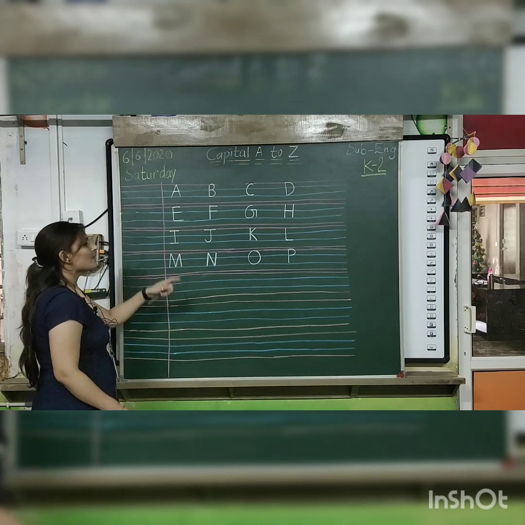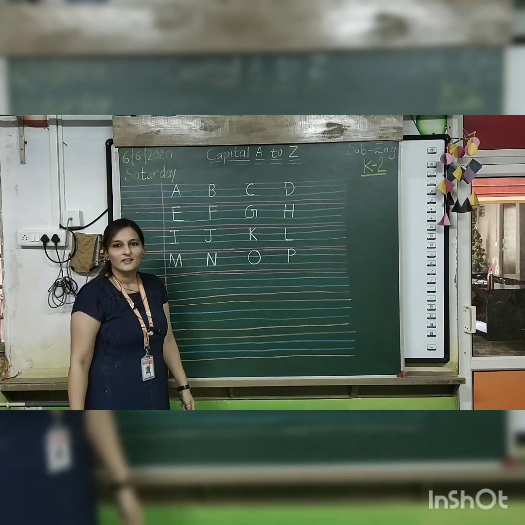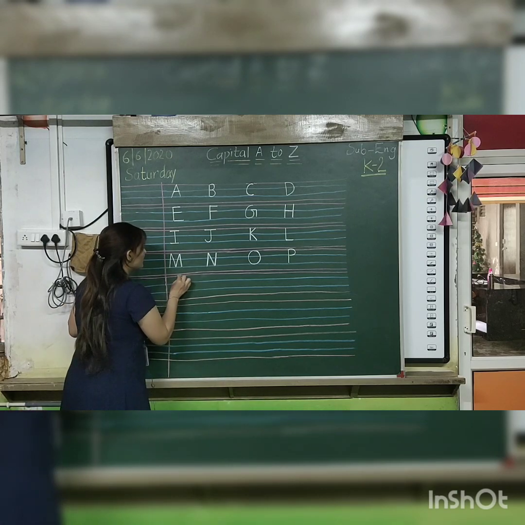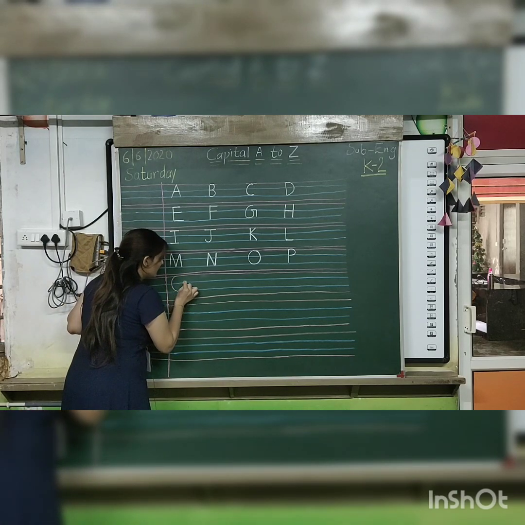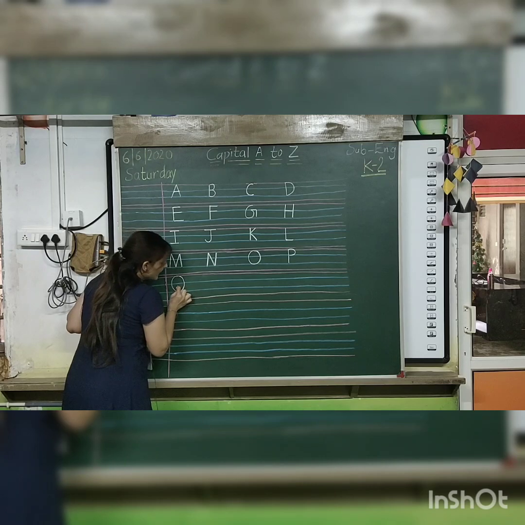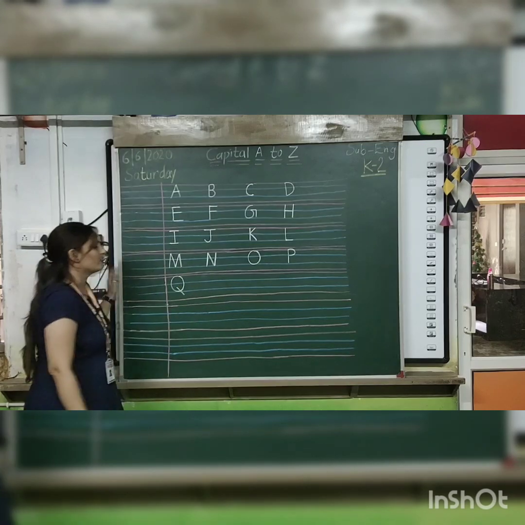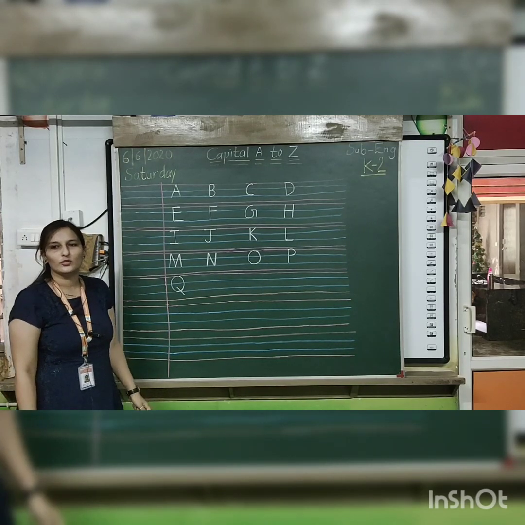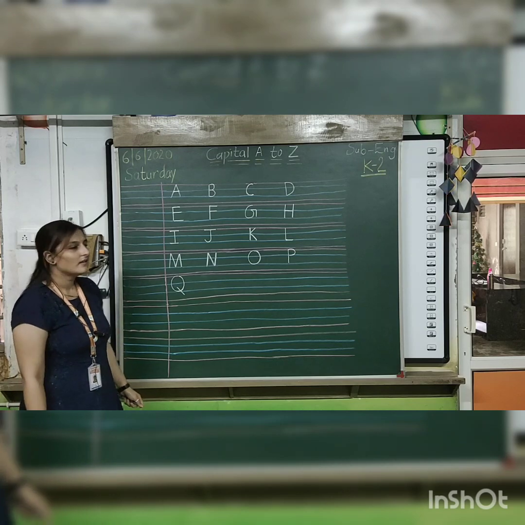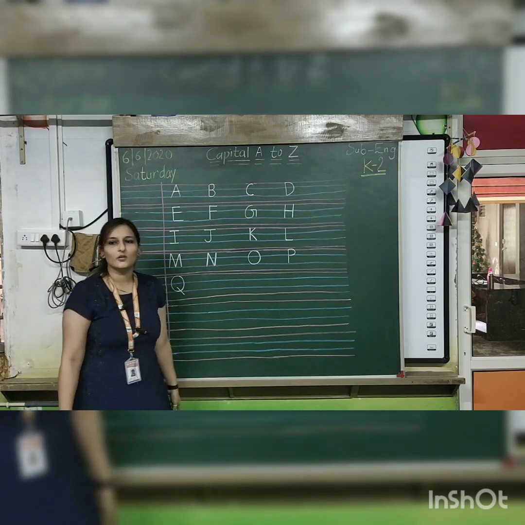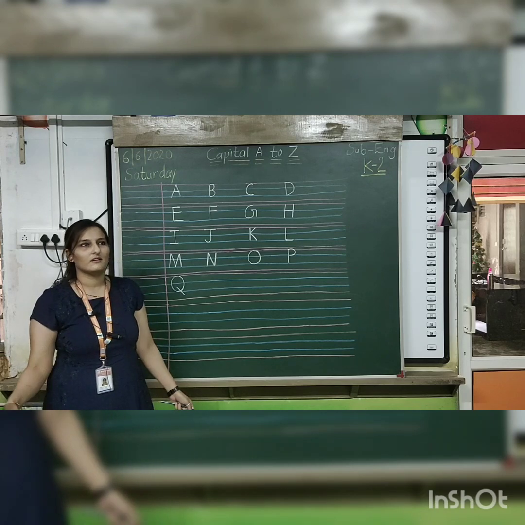Next line. What will come after P? Yes, Q. Circle. Then little bit small slanting line. What is this? Q. Q for queen.